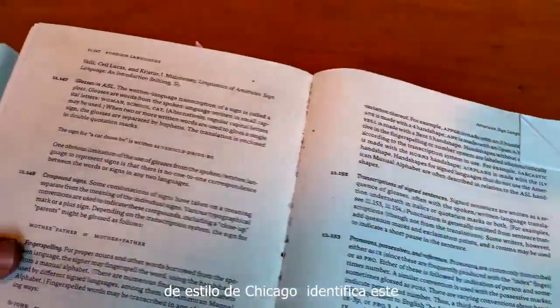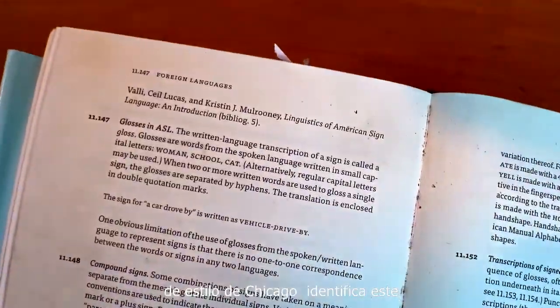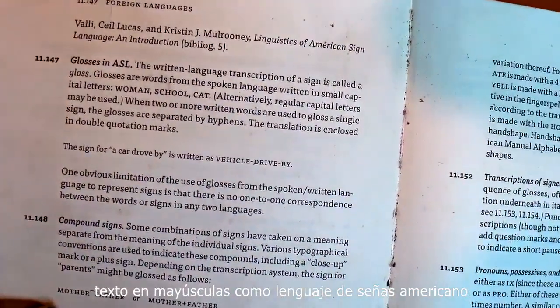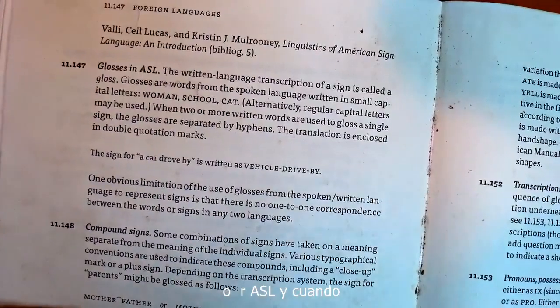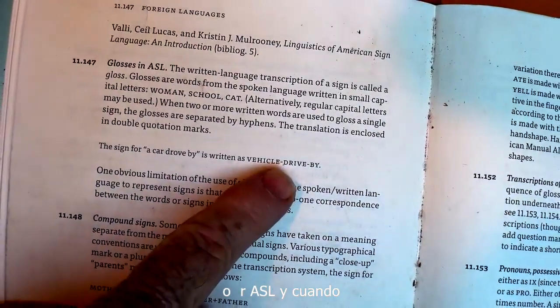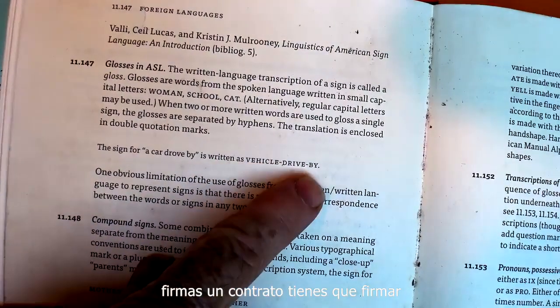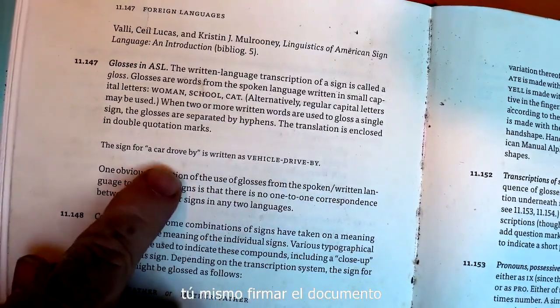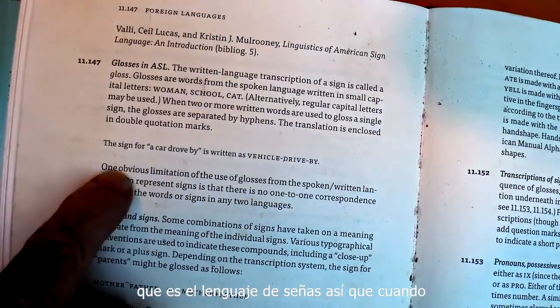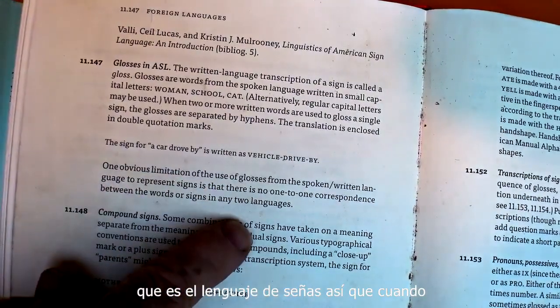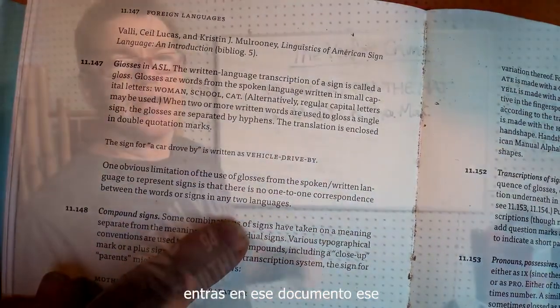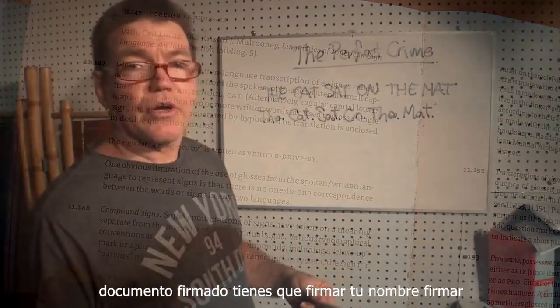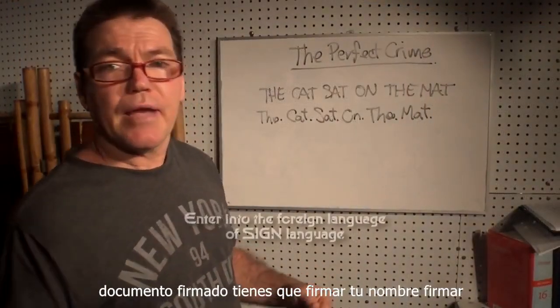In Article 11.147 of the Chicago Manual of Style, it identifies this all uppercase text as American Sign Language, or ASL. And when you enter into a contract, you have to sign yourself into it, sign the document. That's a sign language. So when you enter into that signed document, you have to sign your name, sign something.